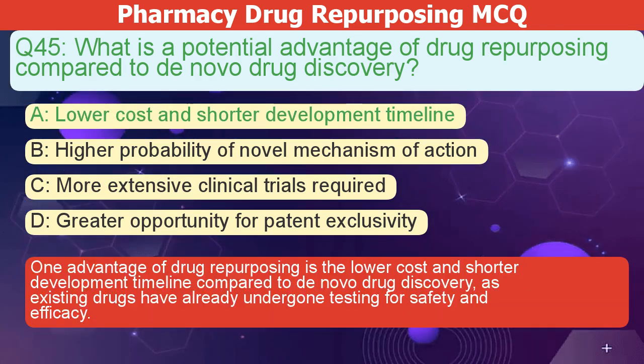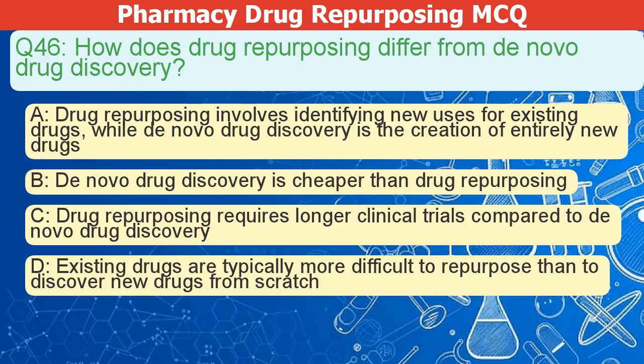The correct answer is A. One advantage of drug repurposing is the lower cost and shorter development timeline compared to developing new drugs from scratch. Existing drugs have already undergone safety and efficacy testing. How does drug repurposing differ from de novo drug discovery? A. Drug repurposing finds new uses for existing drugs, while de novo drug discovery creates entirely new ones.